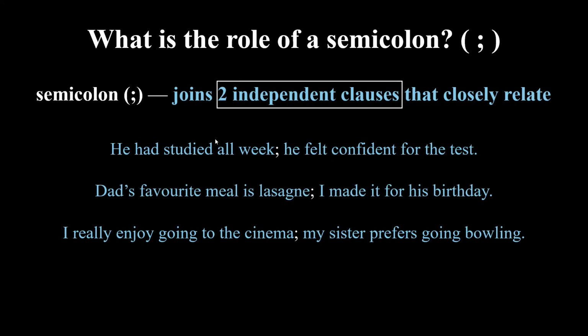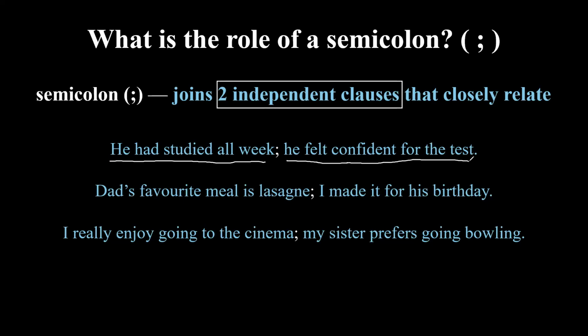First example says, he had studied all week; he felt confident for the test. You can see in that example, this part of the sentence makes sense all by itself, and this part of the sentence makes sense all by itself. If we read those sentences alone, they're complete sentences, but we've joined them together using a semicolon because they relate. Because he was studying and he has a test, so they relate to each other.